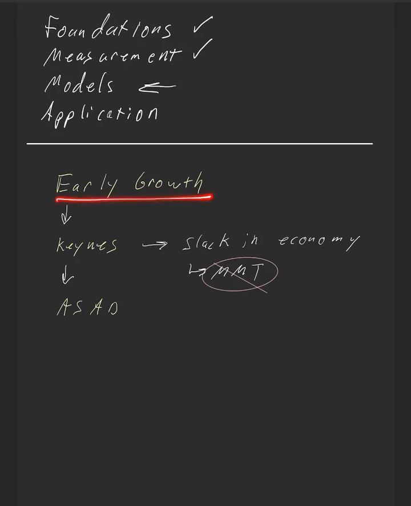The first model is the early growth model, and then we have the Keynesian model, and finally we're on to the ASAD model. But I want to make a quick comment, right? We had the early growth model, and there were some things about macroeconomics that the early growth model couldn't handle, and the Keynesian model came along and said we need to think about the slack in the economy.